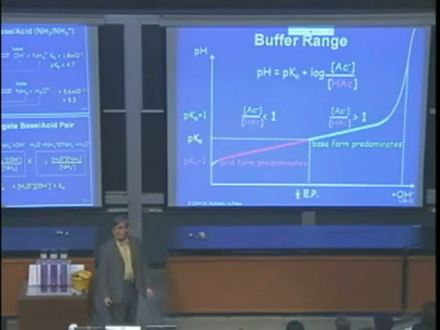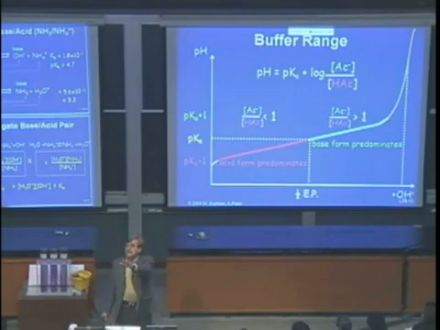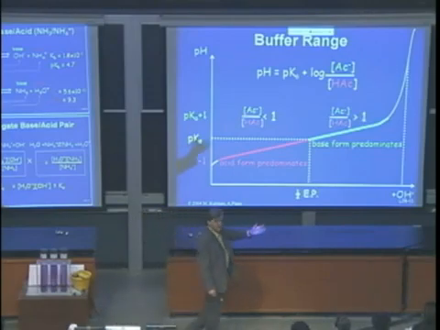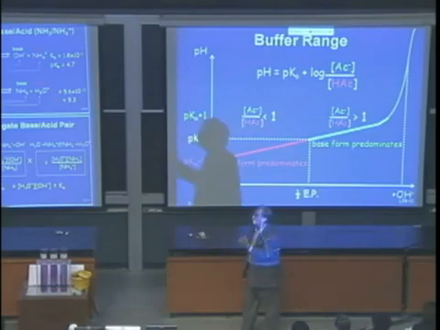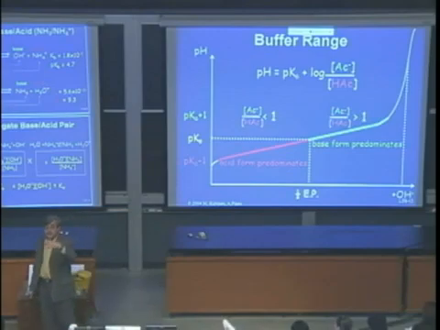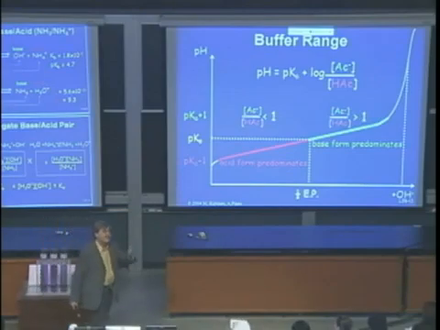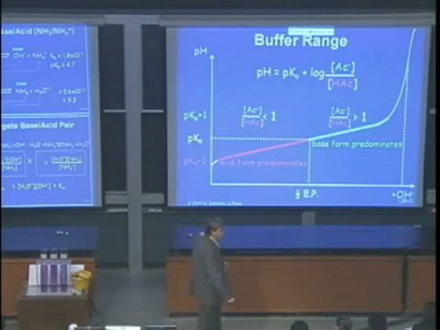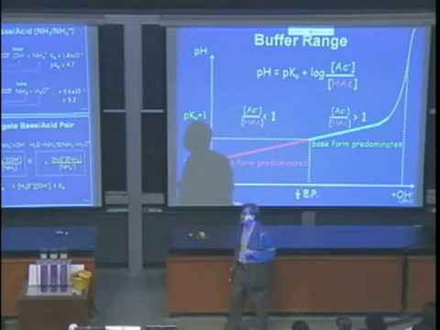So why are buffers important? Actually, our blood, anybody knows the pH of our blood? The pH of our blood is 7.4. And it is very, very sensitive to changes in pH. If you change it by 0.3 to 0.4 unit, you die pretty quickly, okay? So blood buffering is a very, very important issue in our physiology.